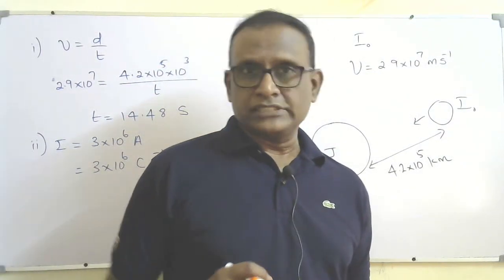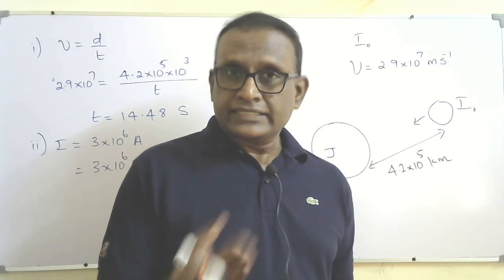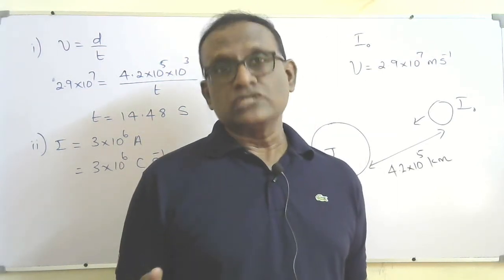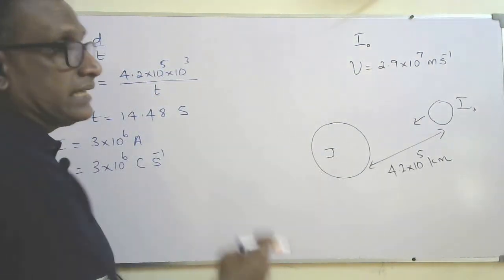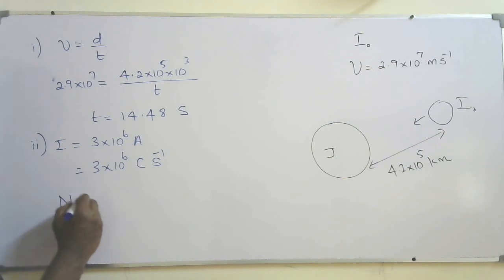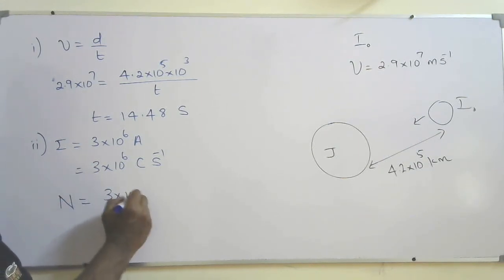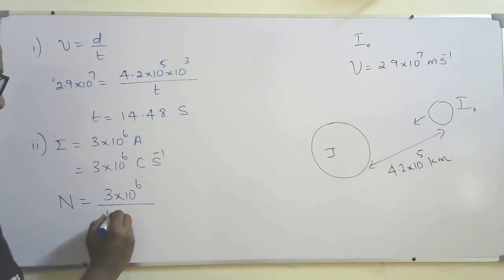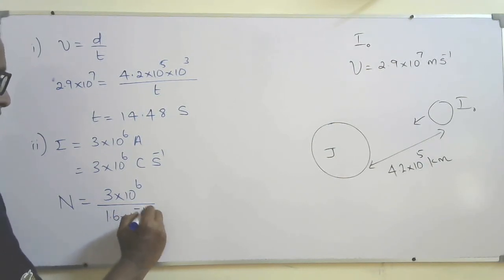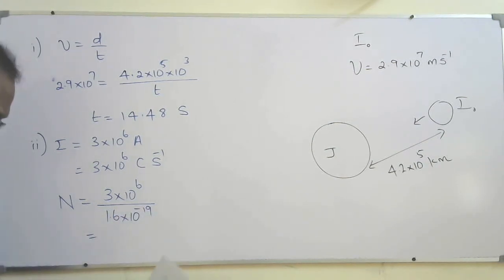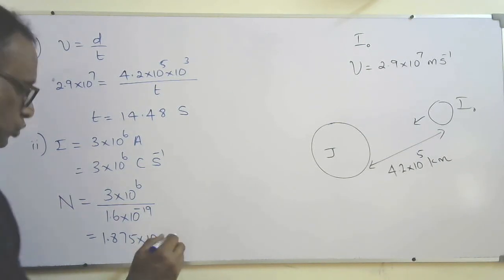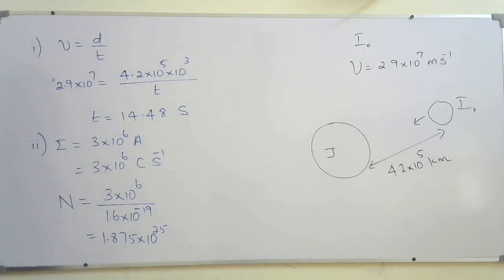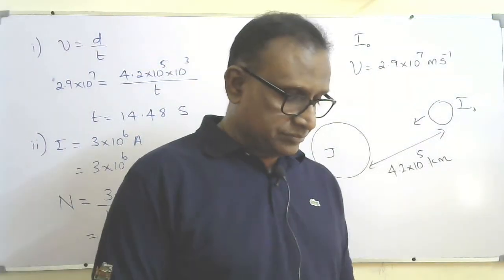It's an old past paper question from Edexcel. The charge of an electron is given in the data sheet. We know the charge of an electron is 1.6 into 10 to the power minus 19. So how many electrons are reaching Jupiter every second, I can find by dividing this 3 into 10 to the power 6 by the charge of an electron. That gives the number of electrons reaching Jupiter every second. That will be 1.875 into 10 to the power 25. That's the number of electrons reaching Jupiter every second.